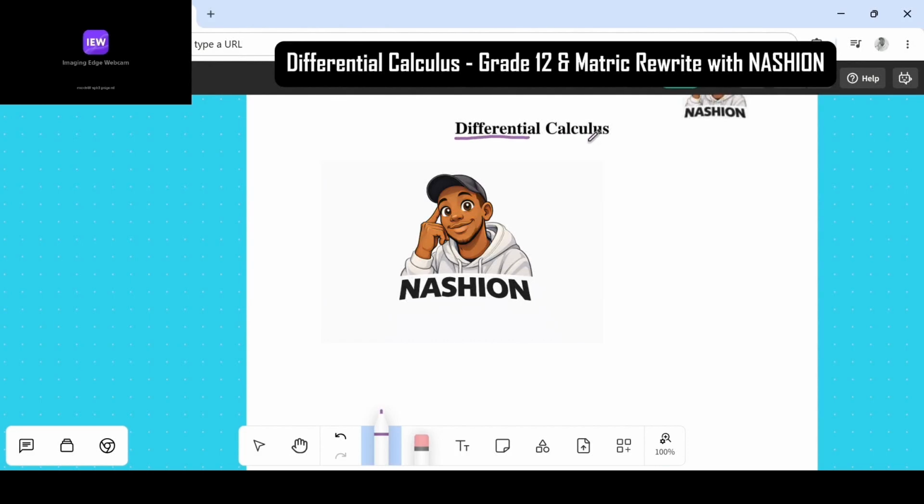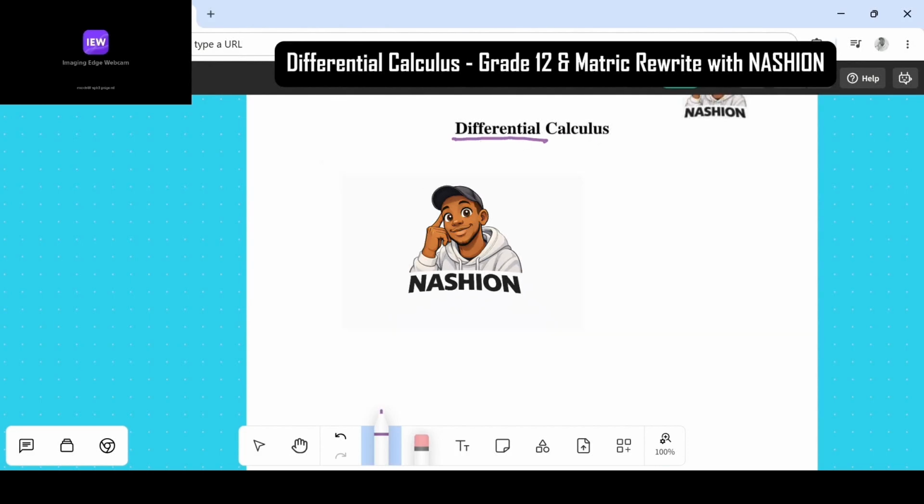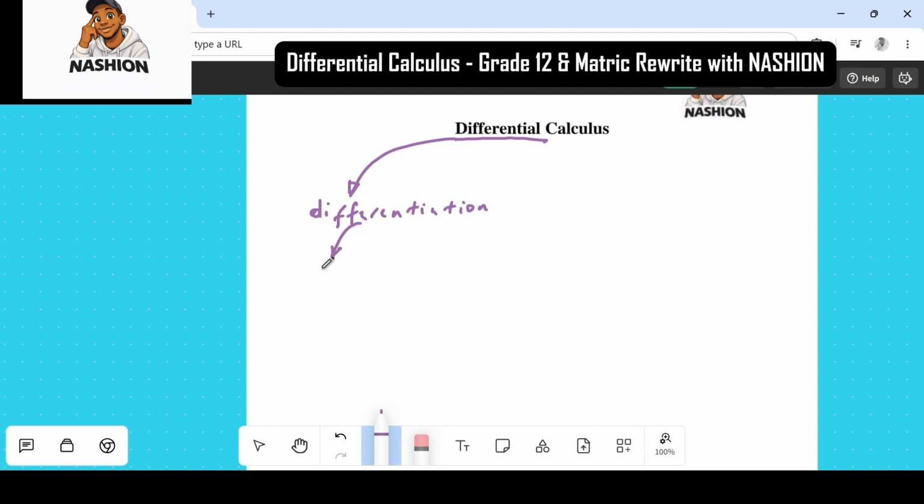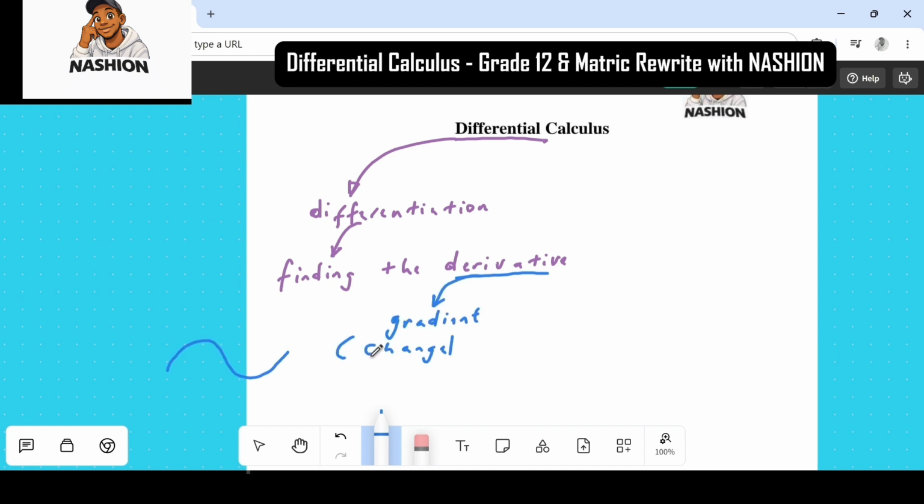Differential calculus. Differential comes from the word differentiation, which actually means the process of finding the derivative. Derivative means gradient, guys. Change. And we are going to be calculating that change. And when we calculate that change, we call that calculus. So the term calculus, let's simply call it calculating.